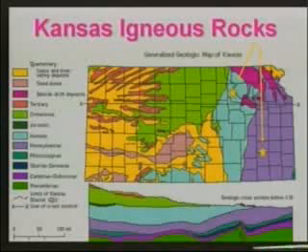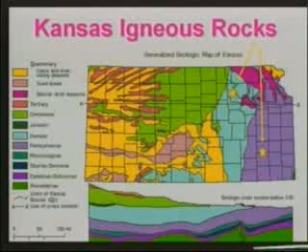Okay, I mentioned Kansas has igneous rocks. You need to remember for this class that most of the rocks at the surface of the earth in Kansas are not igneous. They're sedimentary. We haven't even talked about sedimentary rocks yet, but rocks like shale, sandstone, maybe some limestones, okay?